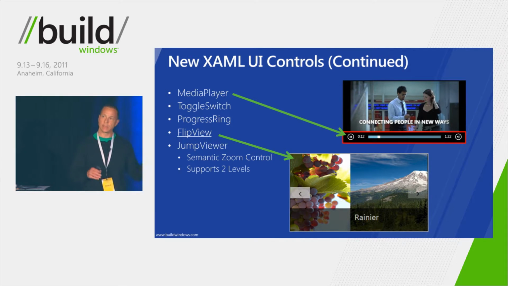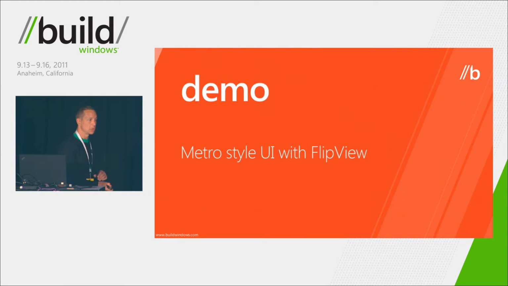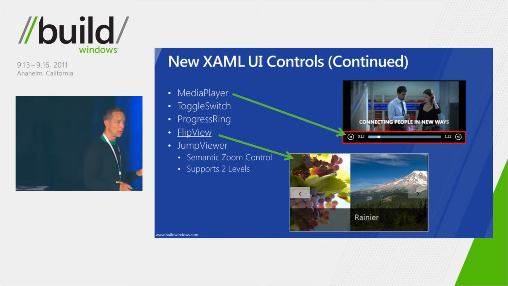So like A, B, C, D, for example. Anyway, not explaining it well, but Hamid will take care of that tomorrow. What I want to do next, though, is show you out of these controls, the one I'll demo now is the flip view, but the media player, toggle switch, and progress ring should be pretty self-explanatory, and jump viewer, again, Hamid will go into more details tomorrow.